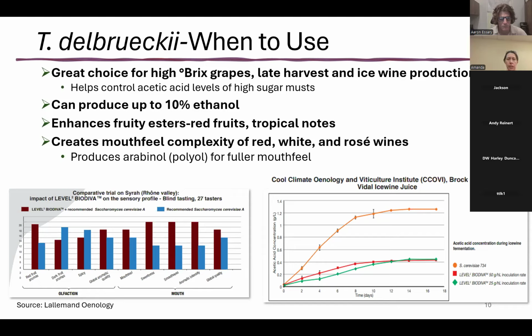And then also it's going to really enhance esters and terpenes, and create a more complex mouthfeel for all different wine types. In the other figure on the left, Biodiva is the burgundy bar, and the Saccharomyces is the blue bar. You can see that for olfaction attributes and mouthfeel attributes, Biodiva outcompetes most of the attributes. So, higher in red fruit aromas for Delbrueckii, mouthfeel, sweetness, smoothness, aromatic intensity, and overall quality compared to the control.